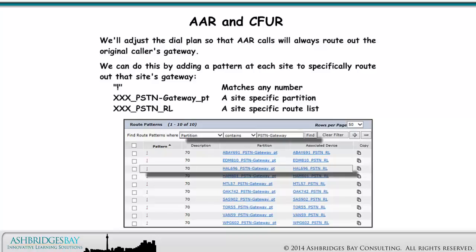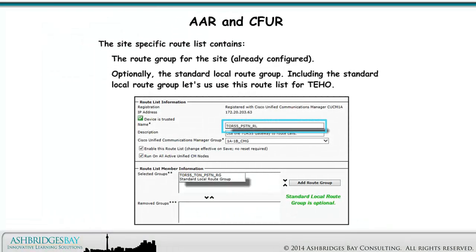We'll adjust the dial plan so that AAR calls will always route out the original caller's gateway. We can do this by adding a pattern at each site to specifically route out that site's gateway. Exclamation mark matches any number. XXX PSTN gateway partition, a site-specific partition, and XXX PSTN route list, a site-specific route list. The site-specific route list contains the route group for the site, which is already configured, and optionally the standard local route group. Including the standard local route group lets us use this route list for tail-end hop-off.